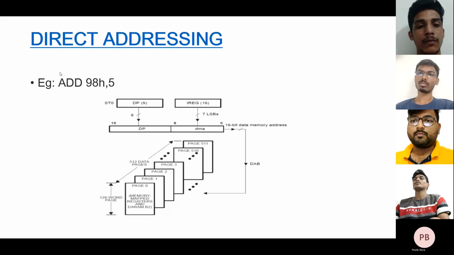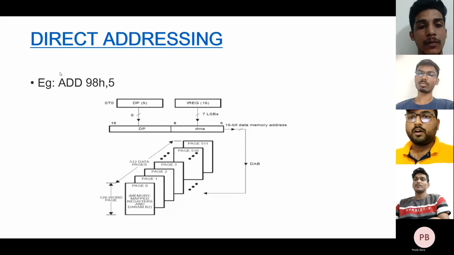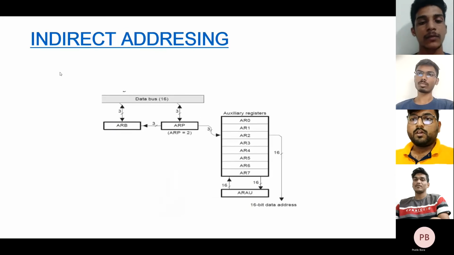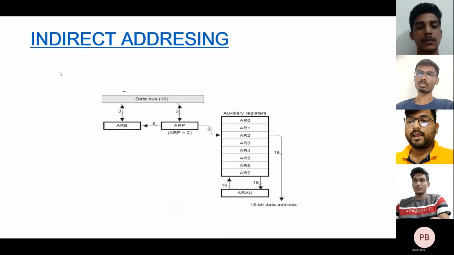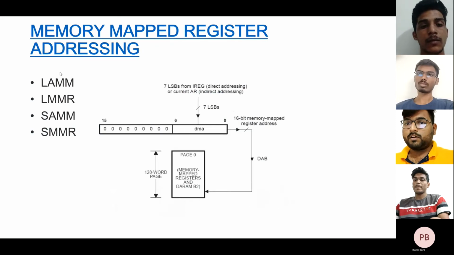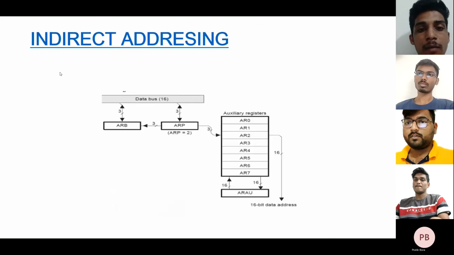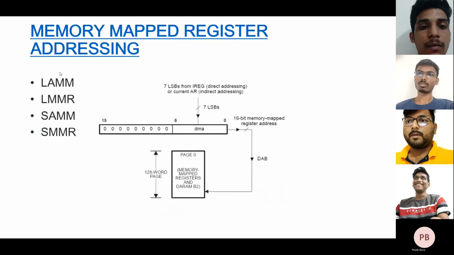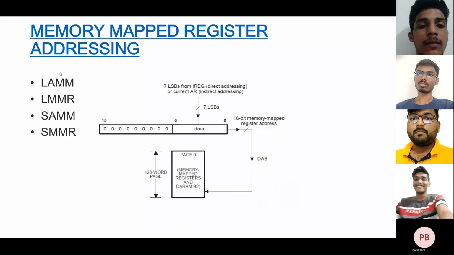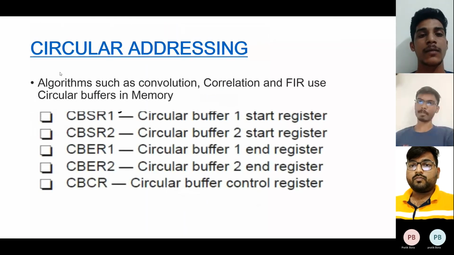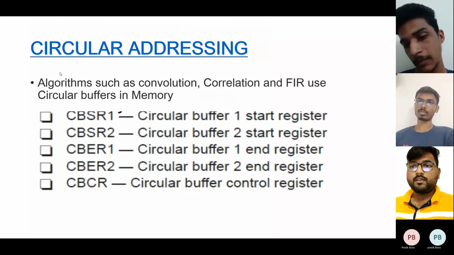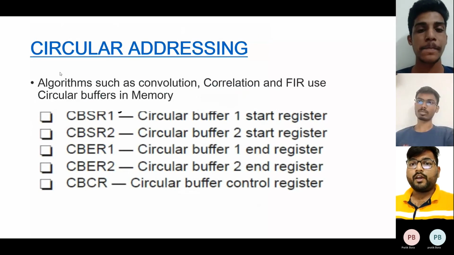Next one is direct addressing mode. This is the diagram for an example of direct addressing mode. Next, indirect addressing mode. This is the diagram of indirect addressing mode. In this diagram, we can see the data bus. Next one is memory mapped register addressing mode. In that we have four types: LAMM, LMMR, SAMM, SMMR. Next one is circular addressing mode. Algorithms such as convolution, correlation, and FIR use circular buffers in memory.